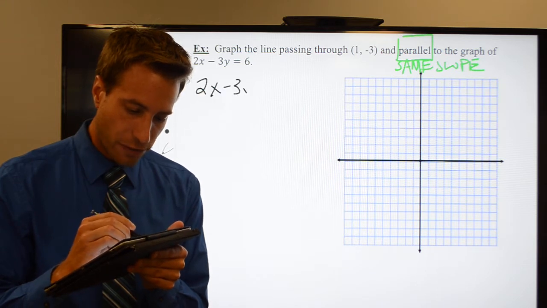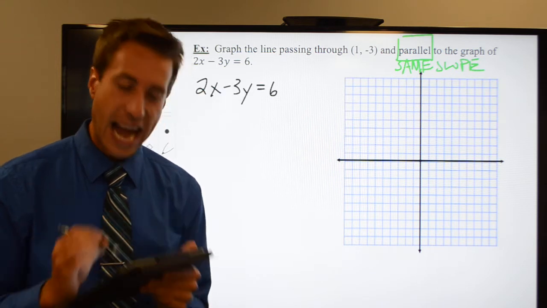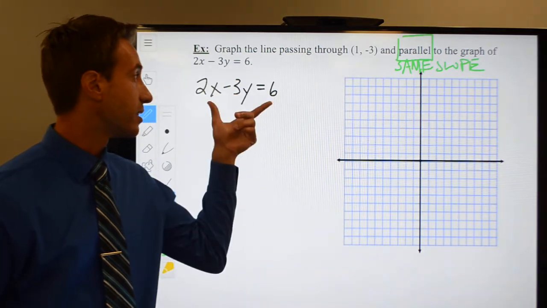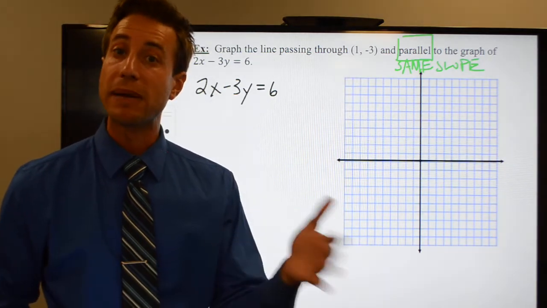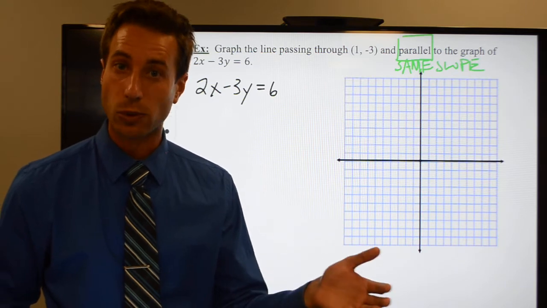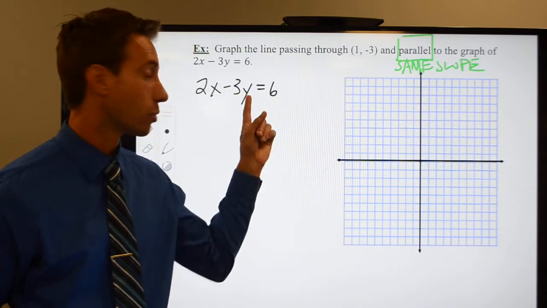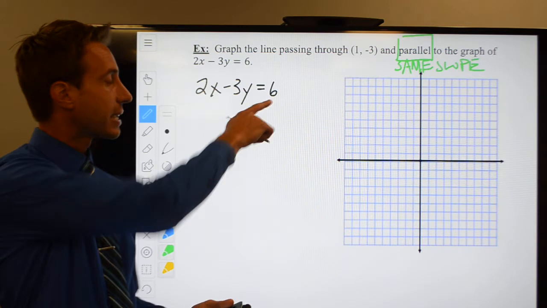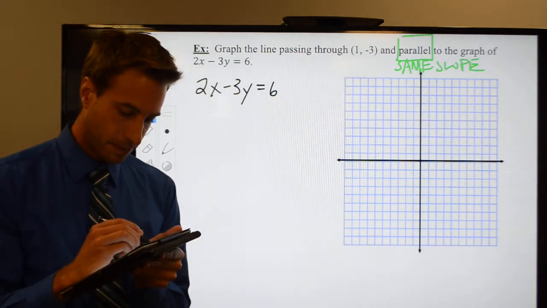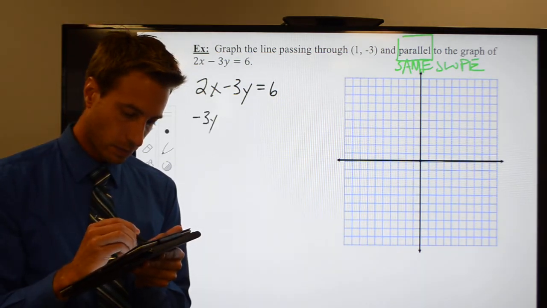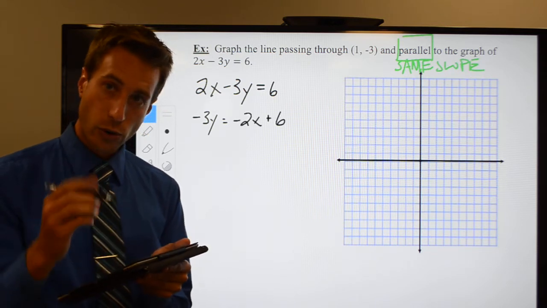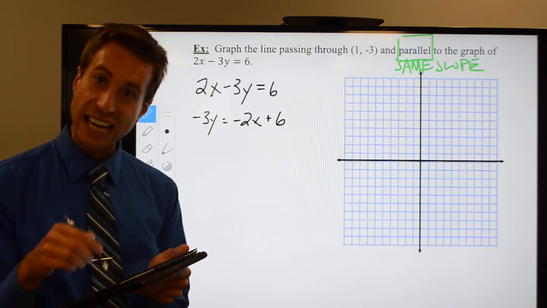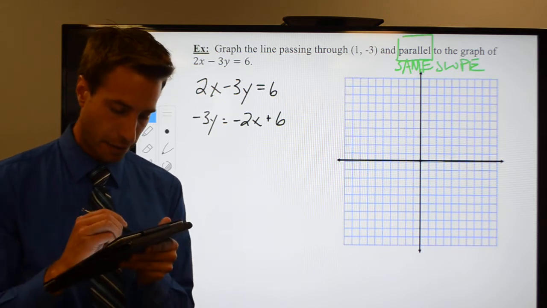Well, in order to figure out the slope, I need to solve for y, right? This is standard form. I'll know what the slope is if I put it in slope-intercept form, y equals mx plus b. So we're going to solve for y. That means subtracting the 2x to the other side. Cool. In order to get the y by itself, let's divide everybody by a -3.